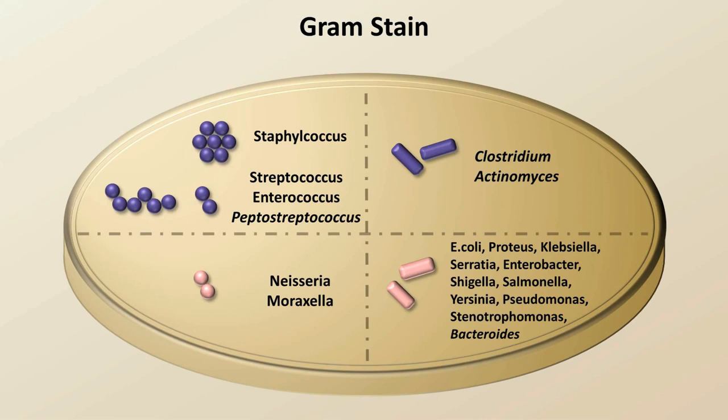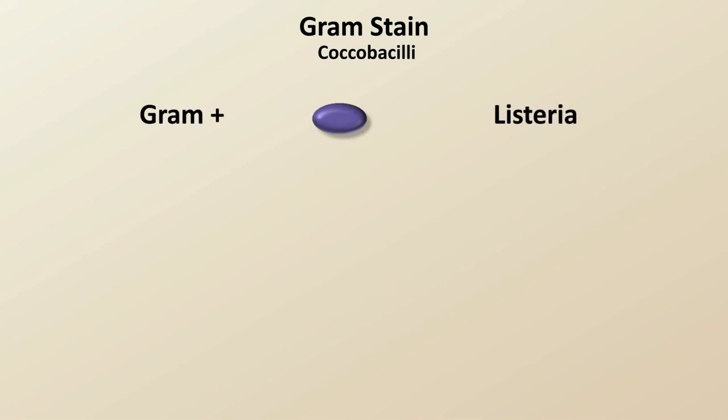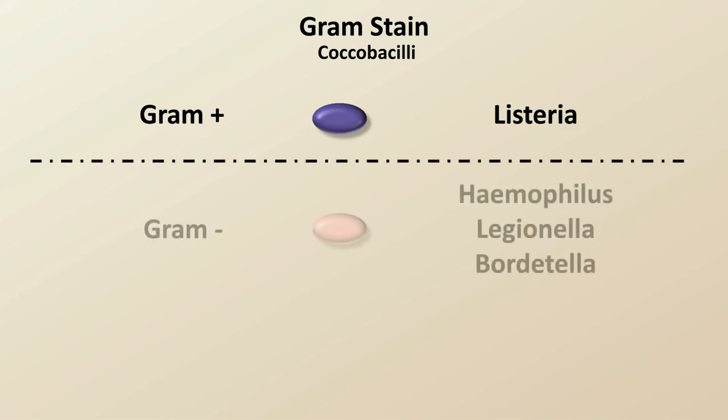There are a few bacteria that don't clearly conform to these 4 categories. This is partly because they may have shapes that are either variable or fall somewhere in between cocci and rods and are therefore known as coccobacilli. An example of a gram-positive coccobacillus is Listeria, which can cause meningitis in infants, the elderly, and the immunosuppressed. Gram-negative coccobacilli include Haemophilus, Legionella, both of which are major causes of community-acquired pneumonia, and Bordetella, one species of which causes pertussis, also known as whooping cough.